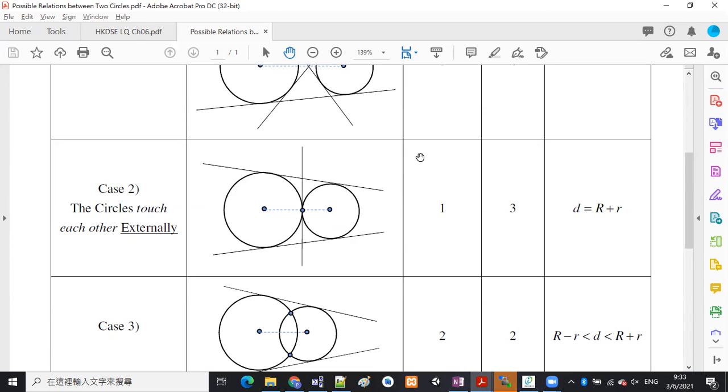It's okay? And the distance between the 2 centers, that is the D, will be equal to the sum of the radii. Okay? So that is very obvious. If you just draw out the figure, then that will be very obvious. If you just realize that these 3 points form a straight line, then the distance between these 2 points will be equal to this radius plus this radius. Okay? But in doing the question, we normally will use this relationship.